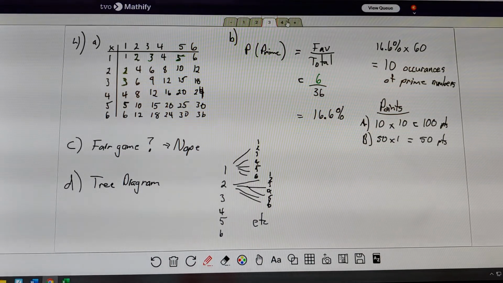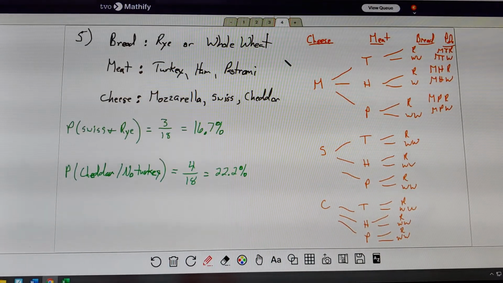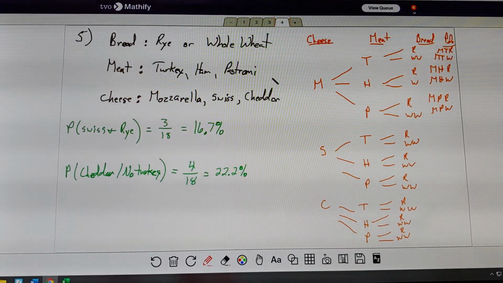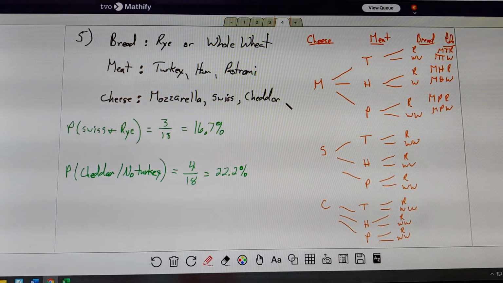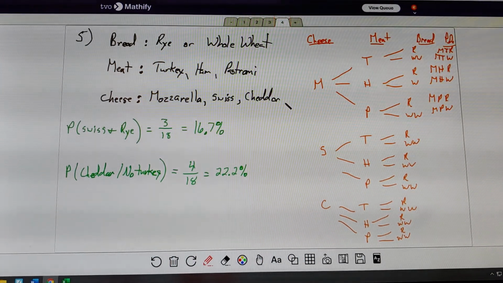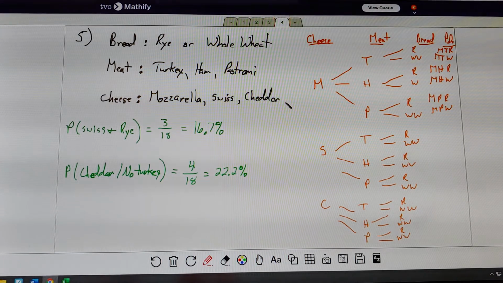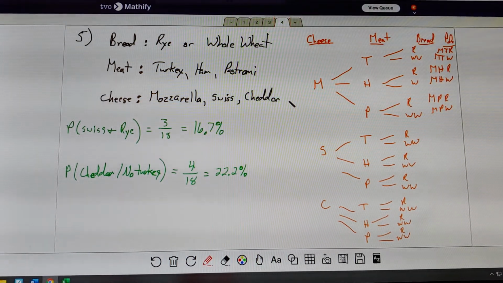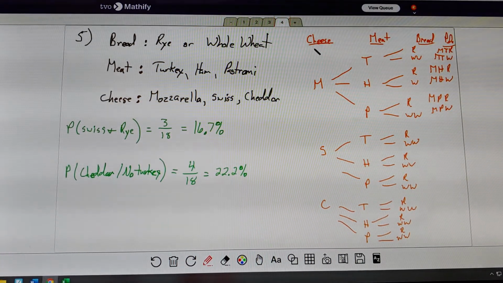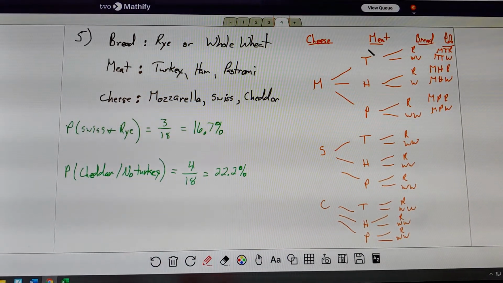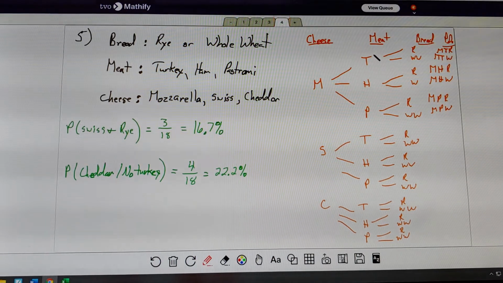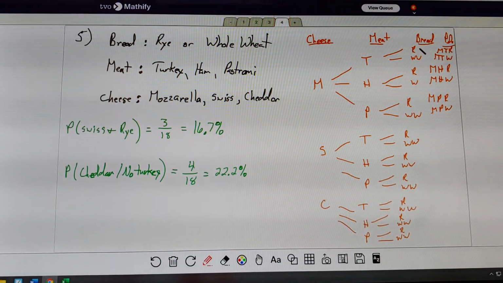Okay, so number 5, Mario's Deli offers sandwiches on rye or whole wheat bread with a choice of turkey, ham, or pastrami for meat, and mozzarella, Swiss, and cheddar for the cheese. And it asked us to make a tree diagram to show all the different possible sandwiches. So I started with cheese, mozzarella, Swiss, and cheddar. And then assuming I chose mozzarella, then I have a choice of meat, turkey, ham, or pastrami. Assuming I went mozzarella turkey, I then have a choice of bread, rye or whole wheat.